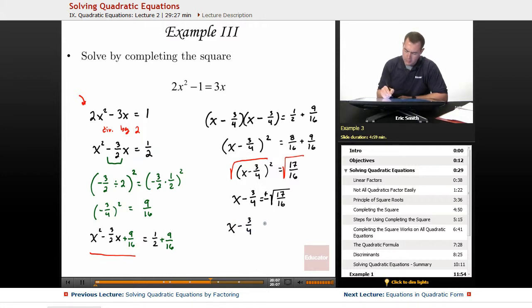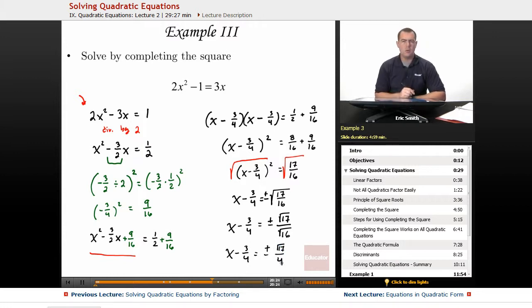All right, I have one of my properties that says I can split up my square root over the top and bottom of a fraction. So the square root of 17 over the square root of 16, or x minus 3/4, equals plus minus the square root of 17 over 4. So we're getting really close to our actual solution. There's only one last thing I need to do. Let's go ahead and add 3/4 to both sides.